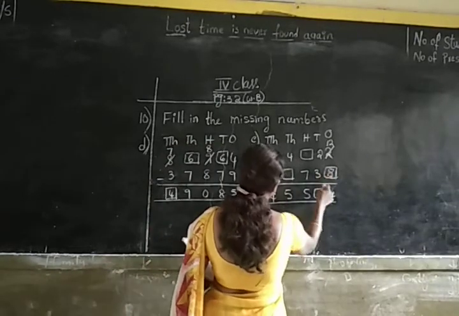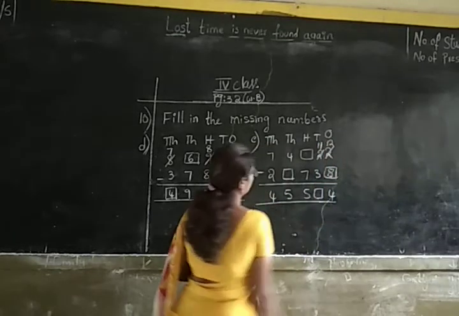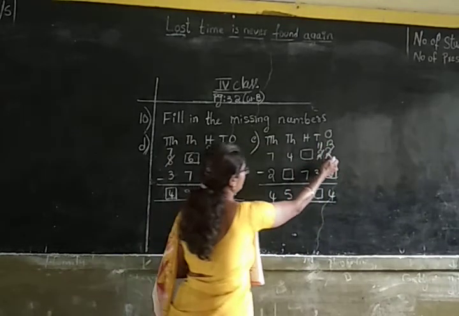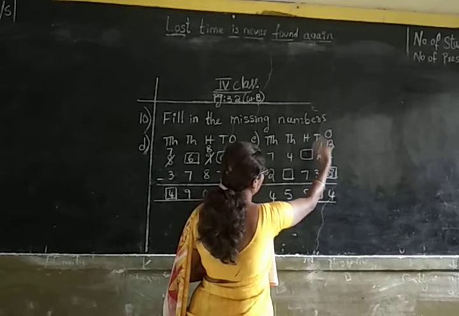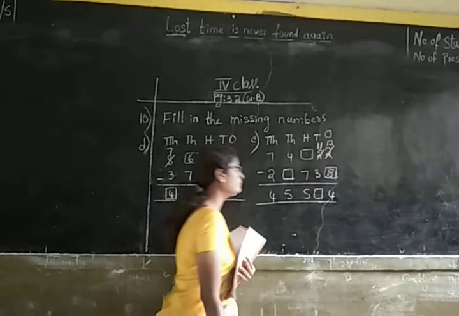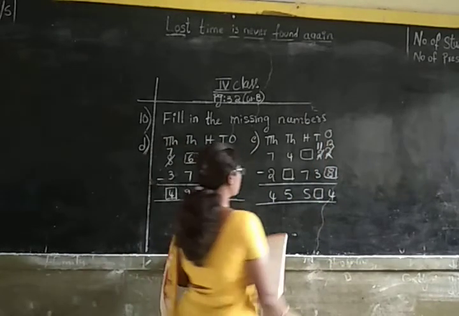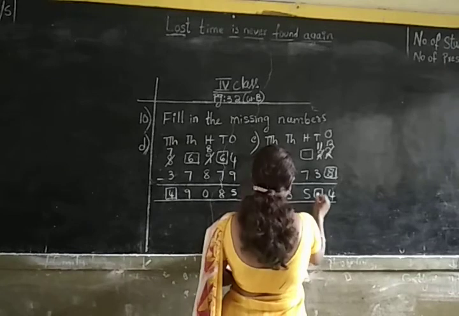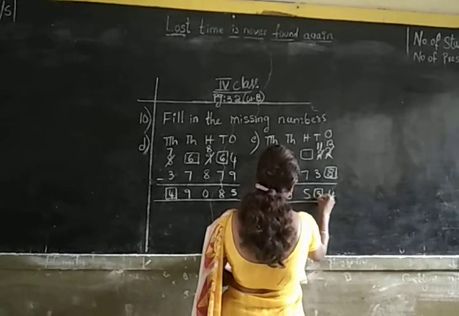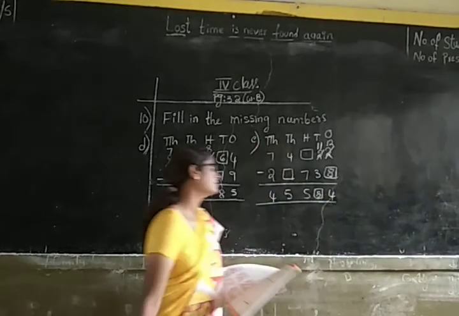So here this will become 11, because this number has given away 1 borrow to this number. After borrowing, this number will become 11. So 11 minus 3 is how much? 11 minus 3 is 8.